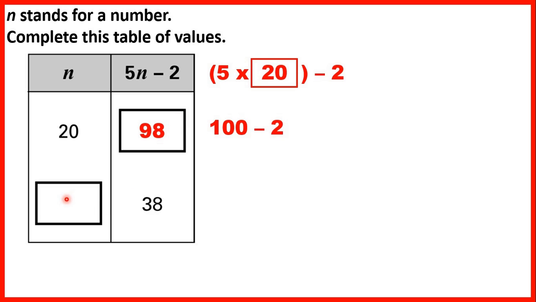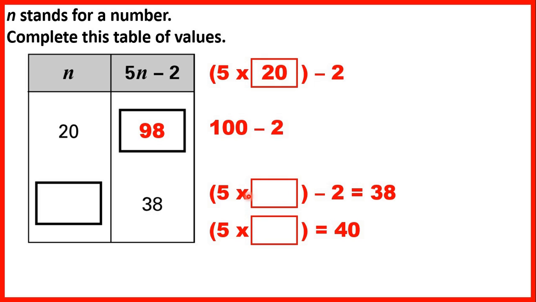But now we don't know n, but we do know that 5n minus 2 is 38. So 5 times the number that's n, minus 2, is 38. So before we subtracted 2, we would have had 40 in brackets, because 40 minus 2 is 38. So we need to think, 5 times what is 40? Well, 5 times 8 is 40, so that means 5 times 8 in brackets minus 2 is 38. So that means n must be 8.